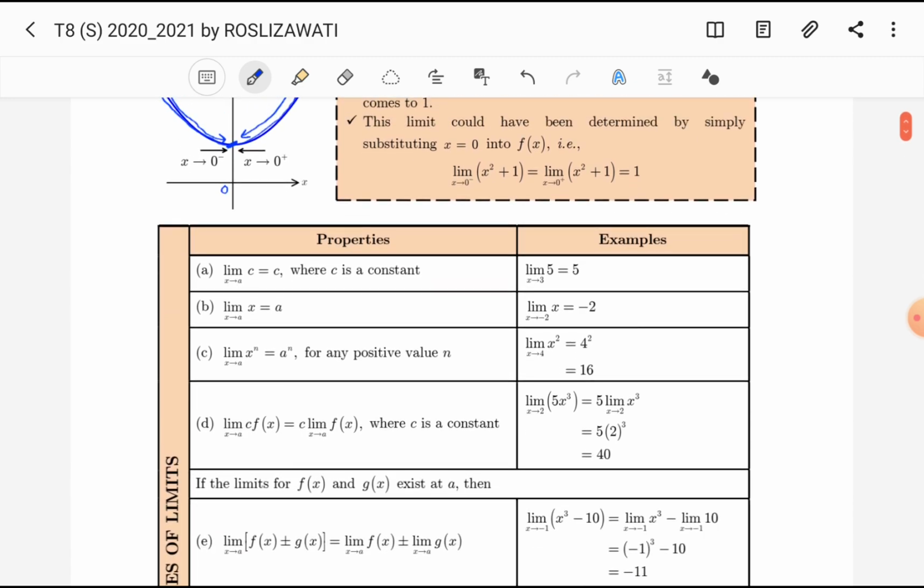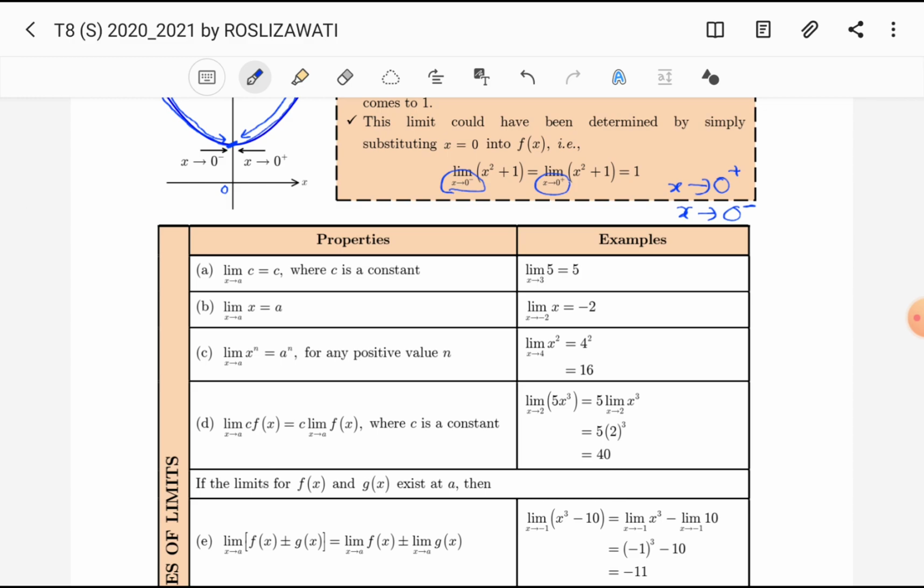Yang ni yang saya cakap tadi, x approaches 0 from the left, kita tengok sebelah kiri, dan kita tengok sebelah kanan. 0 positif tu, superscript positif means from the right. So kita akan guna x approaches 0 superscript positive or x approaches 0 superscript negative. Positive means from the right, negative from the left.